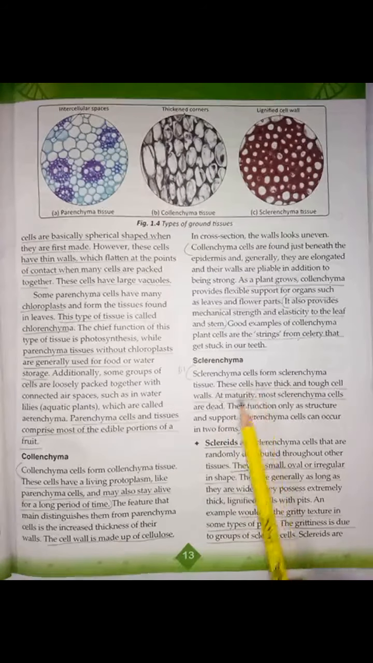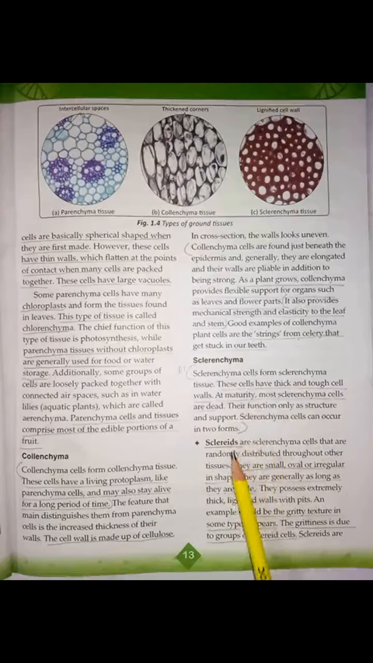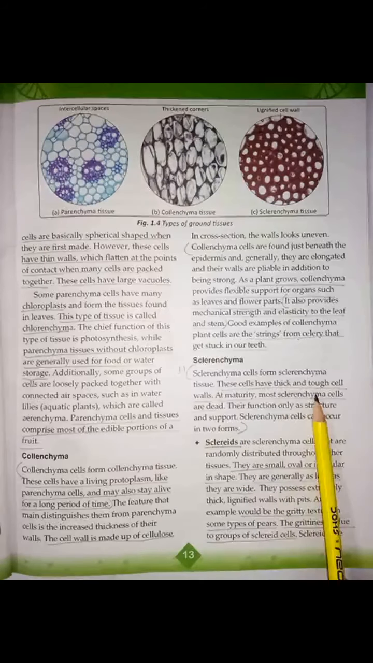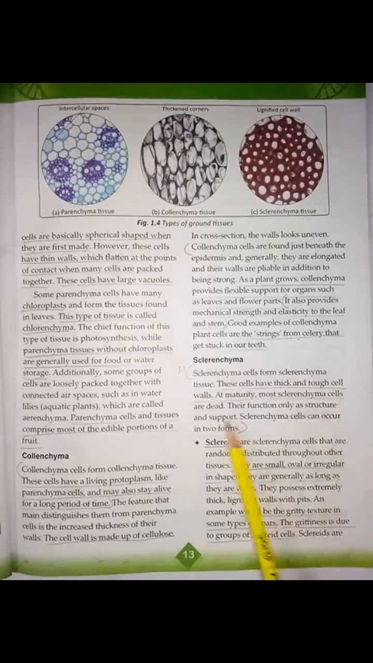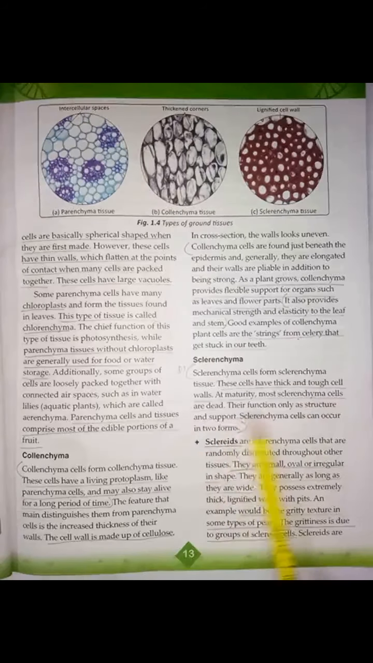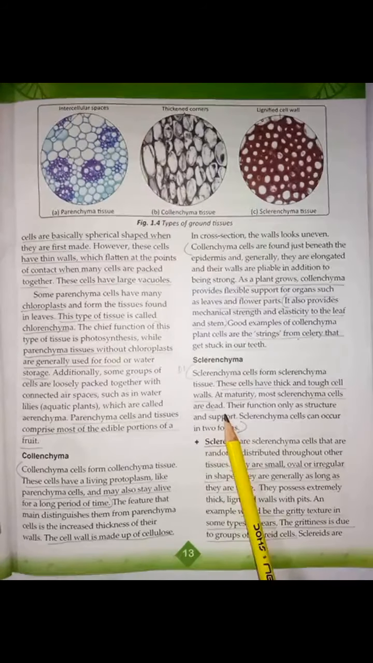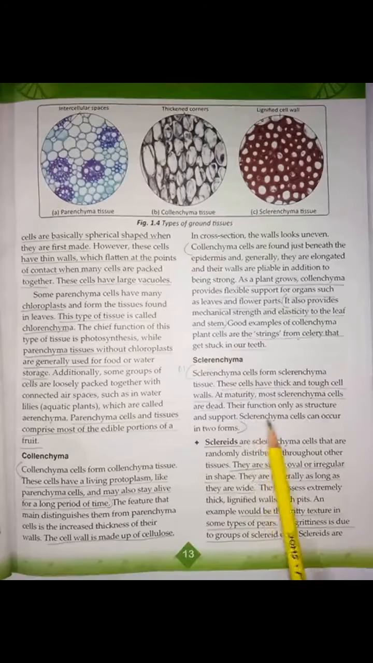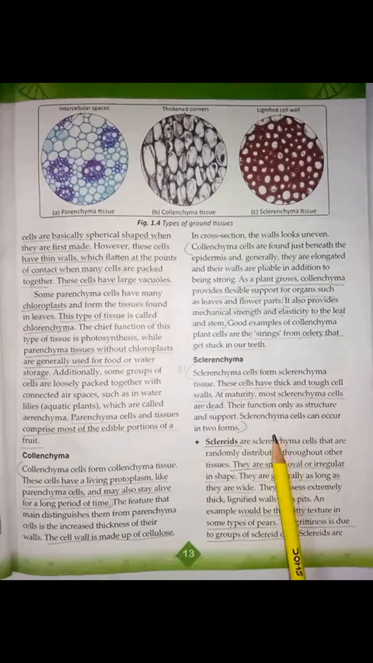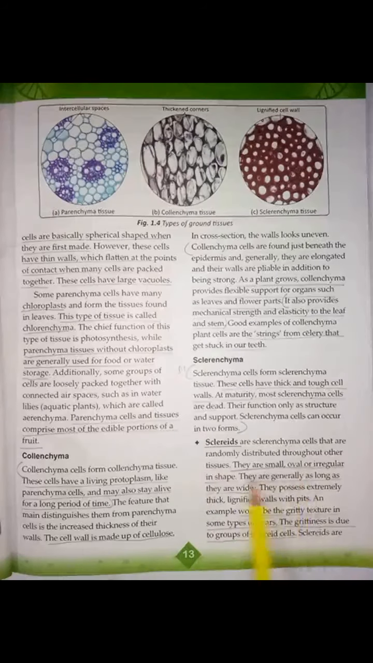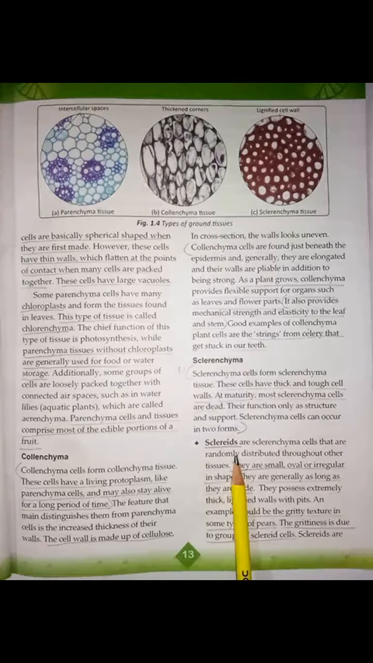Next we move on to sclerenchyma. Now sclerenchyma tissues are made up of sclerenchyma cells. These cells have thick and tough cell walls. At maturity, most sclerenchyma cells are dead. That is, they are the dead cells which are found inside the plant. Now let us see what their function is. Their main function is to support the plant. So sclerenchyma cells are again of two types, sclereids and fibers. First we are going to study about sclereids.